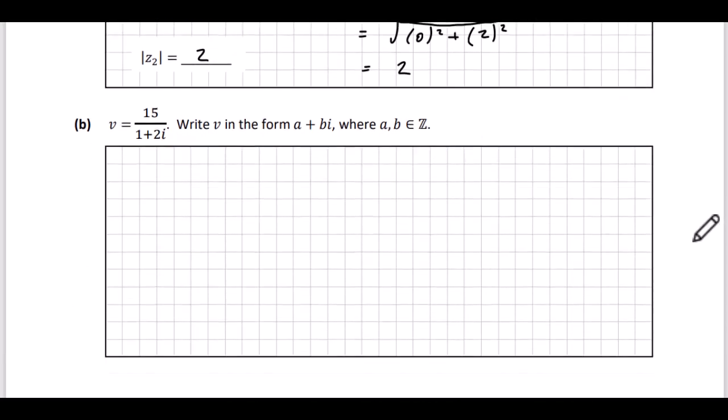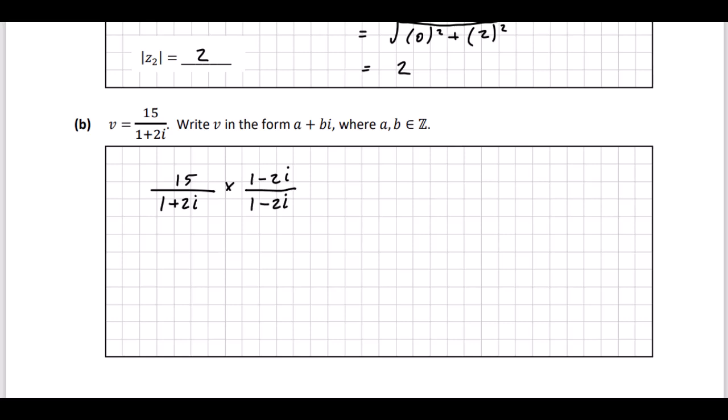Okay, let's look at the next one. So in this case we have v is 15 over 1 plus 2i, write v in the form a plus bi. So this is taking 15 and dividing it by a complex number, 1 plus 2i. So what you need to do here is multiply by the denominator's conjugate, the conjugate over itself. The conjugate is 1 minus 2i. So you divide that by 1 minus 2i as well.